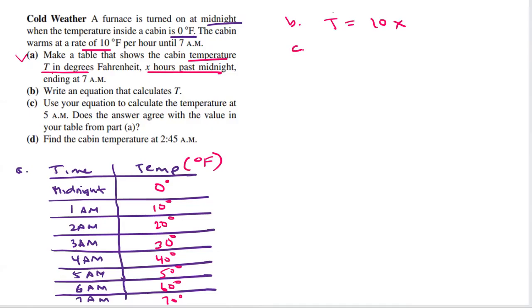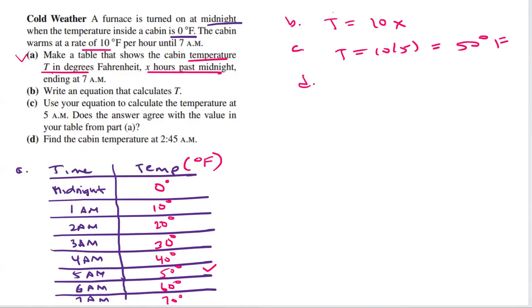So that will be our equation there. C says, write your equation to calculate temperature at 5 a.m. Does the answer agree with the value in your table from part A? Yes, so basically we're going to plug in 5 for x here, correct? So this would be T equals 10 times 5, which gives us 50 degrees Fahrenheit. And that matches what we have here in our table.